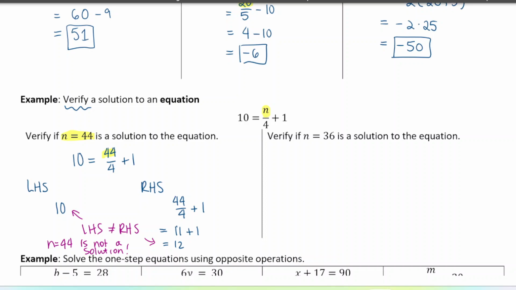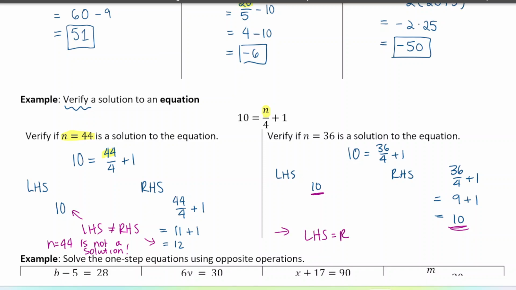Okay, let's try 36. So we'll have 10 equals 36 over 4 plus 1. So the left-hand side is still 10. The right-hand side this time is 36 over 4 plus 1. That's equal to 9 plus 1, which is 10. This time, 10 equals 10. That is correct. So the left-hand side equals the right-hand side. So n equals 36 is a solution.